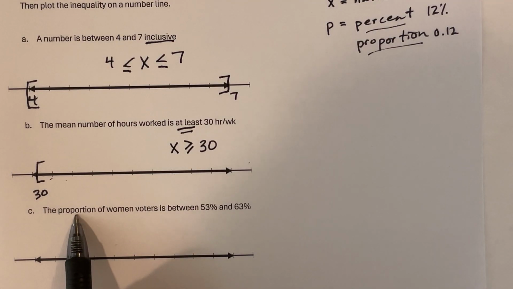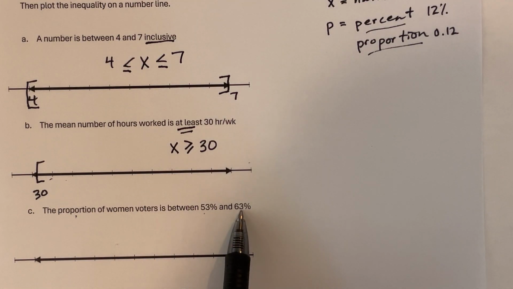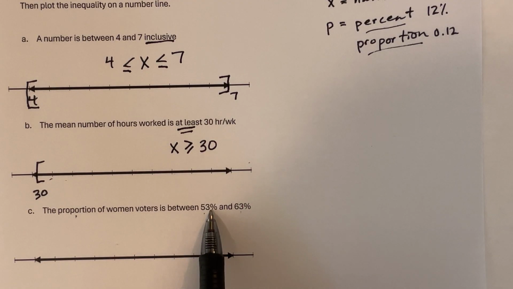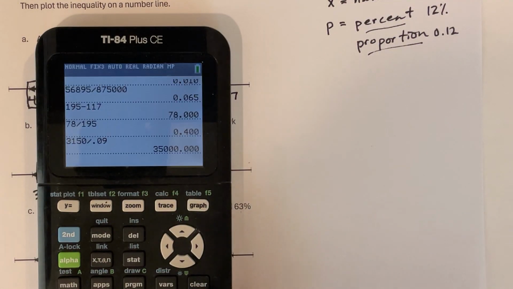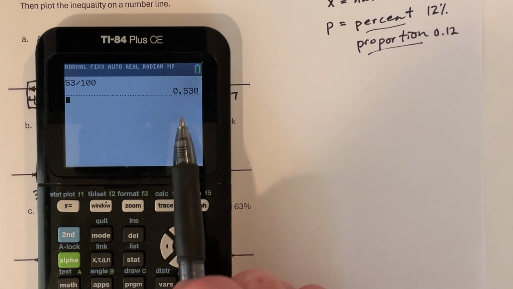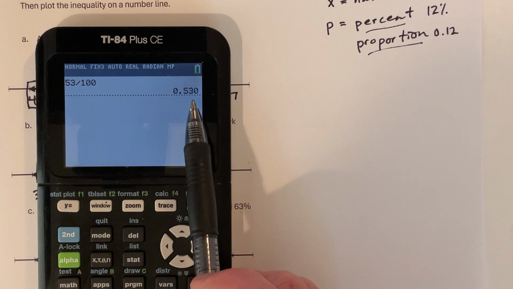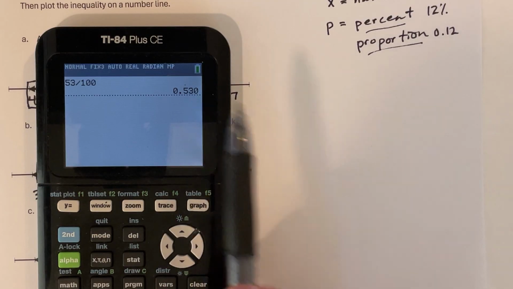So this one says proportion, so that means I need to write this as a decimal and write this as a decimal. So you could either take the decimal, which is right here right now, move it 2 places, and it's going to become 0.53. Or you can just say 53 divided by 100, and the calculator says that is a 0.53. The little 0 at the end is not giving us any extra information, so you don't have to write it.